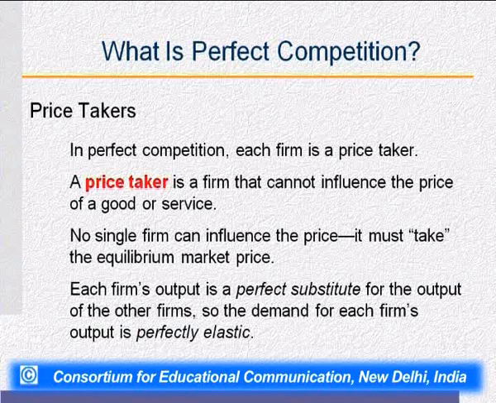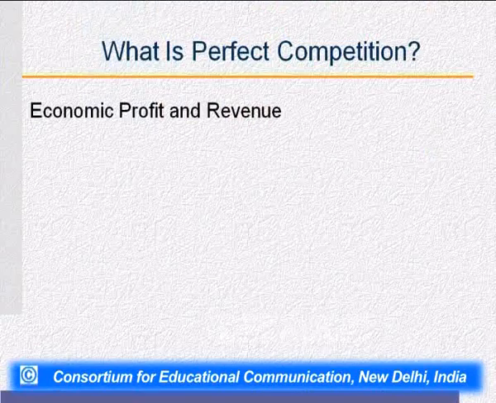Take from firm A or from firm B, or any other firm, you will get a similar product. So they are perfect substitutes for the output of other firms. So the demand for each firm's output is perfectly elastic, because there is no upward or downward movement in the price. As I said, no single firm can influence the price, which is set by the market. If no single firm is able to fluctuate the price, the demand for each firm's output is perfectly elastic.